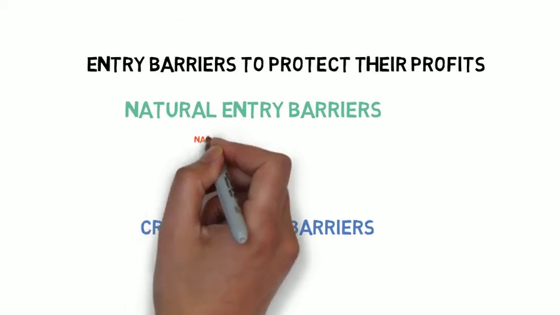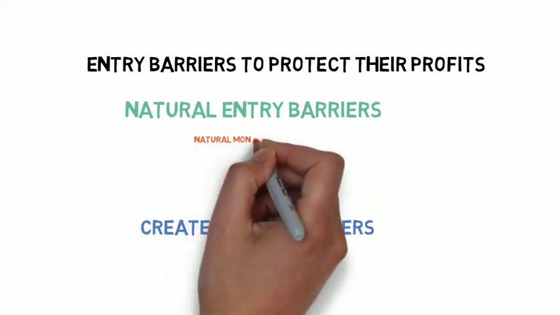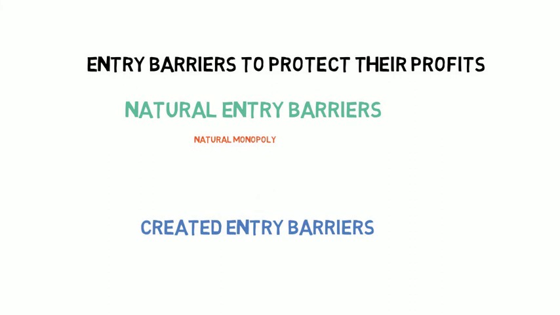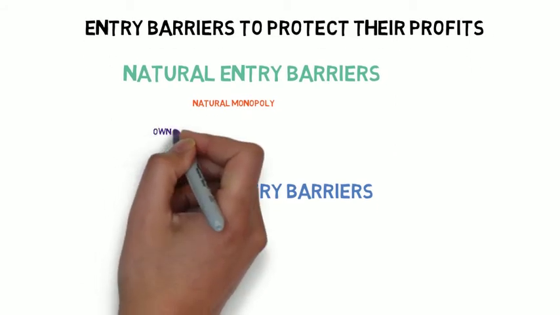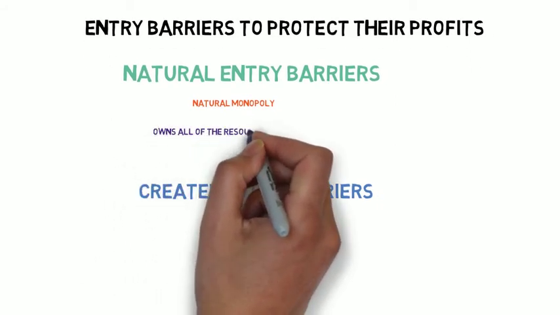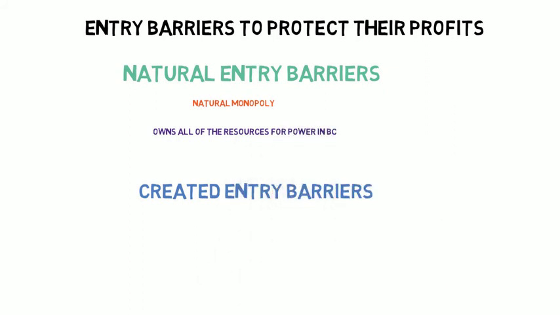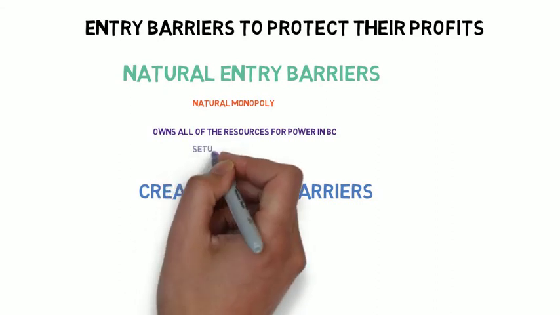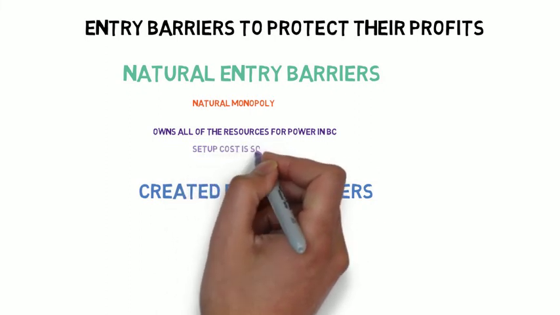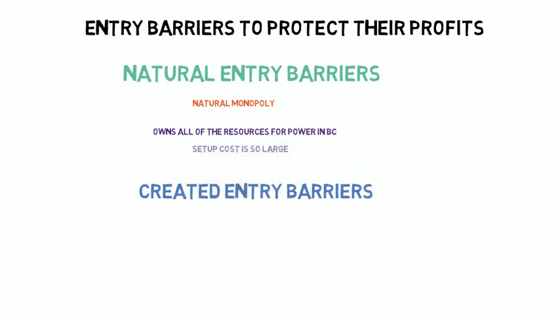BC Hydro is a natural monopoly. This occurs when the industry's demand conditions allow no more than one firm to cover its costs. BC Hydro owns all of the resources for power in BC, which makes it nearly impossible for any other company to set up their own power transmissions. Also, the setup cost is so large that the entry into the industry would be unprofitable. These are examples of natural barriers BC Hydro uses.